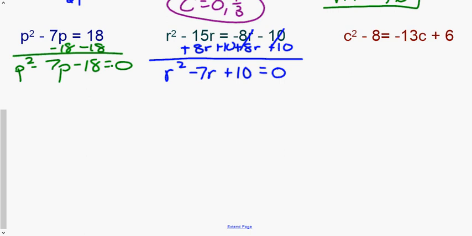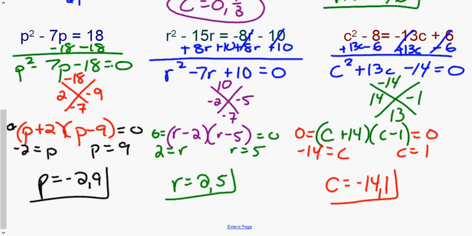And same concept with the c problem on the end. The c squared is positive on the left side, so you're going to move everything to the left, combining like terms, equals 0. Diamond done on all of these. So please pause the video and try each of these 3 on your own.